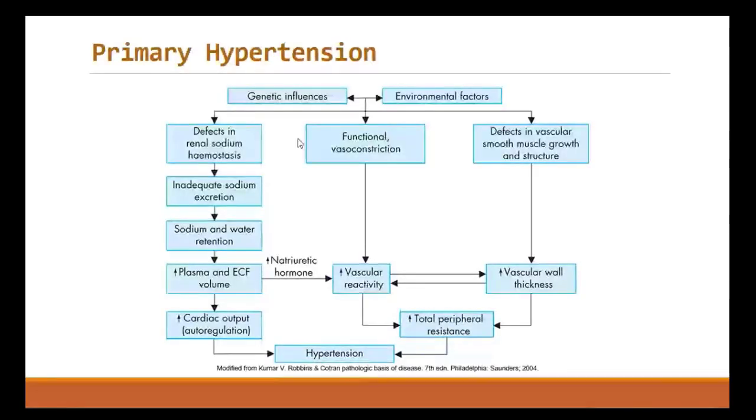All right. Primary hypertension, a multifactorial disease. There could be genetic influences. Family history is important. Environmental factors could be many. So it could lead to either simple functional vasoconstriction, so the vessels are constricted. It could lead to defects in vascular smooth muscle growth and structure, and there is increased vessel wall thickness, right? So these two possibilities. The third one is a defect in renal sodium homeostasis. So the kidney is reabsorbing a lot of sodium and a lot of water, increasing the ECF and plasma volume. So there is increased volume, increased pressure. Okay, all these will lead to hypertension. All right.